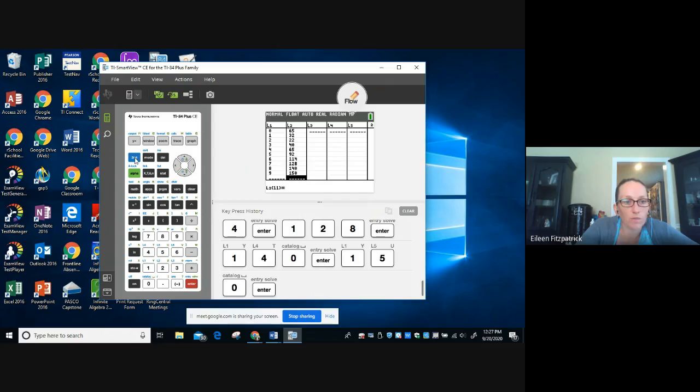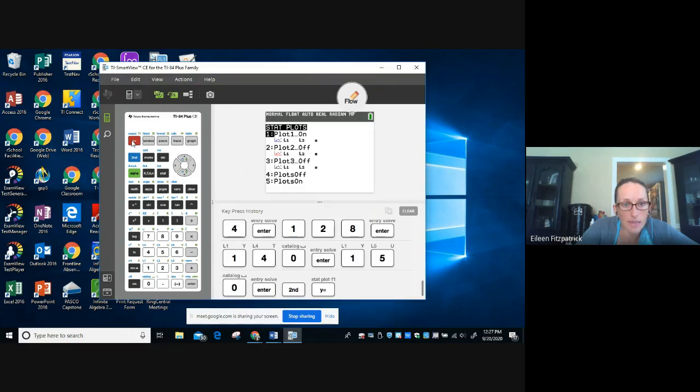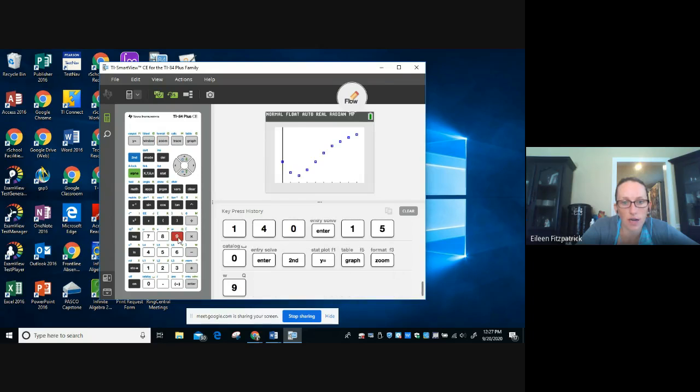So I'm going to make sure my stat plot is on. So second stat plot, it is on, so that's good. So then I should just hit the word graph. Now I might need to zoom stat, right? I don't know where I'm zoomed in right now. So just hit zoom and then number 9, and there is my graph.